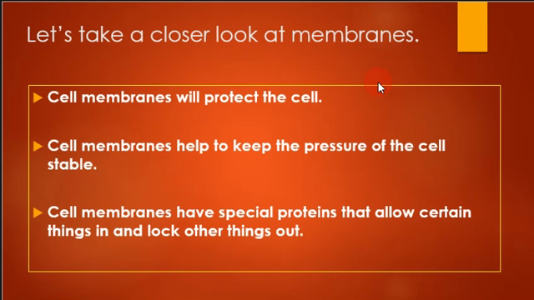I like to give it more time. That's why we start at the beginning. All right, so here, this thing, did you have to write any of these things down? Okay, cell membranes protect the cell. They keep the pressure of the cell stable, and they have special proteins allowing things in and out. It's semi-permeable. It makes a decision if something gets to come in or doesn't get to come in.